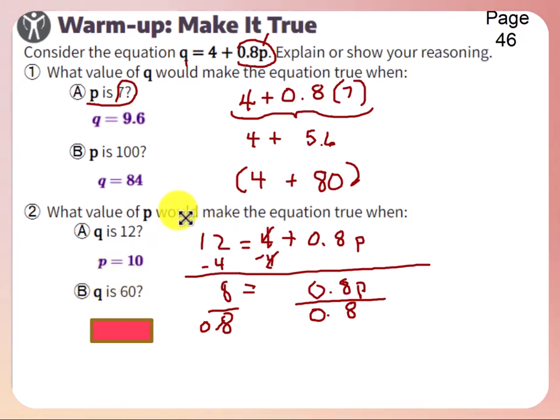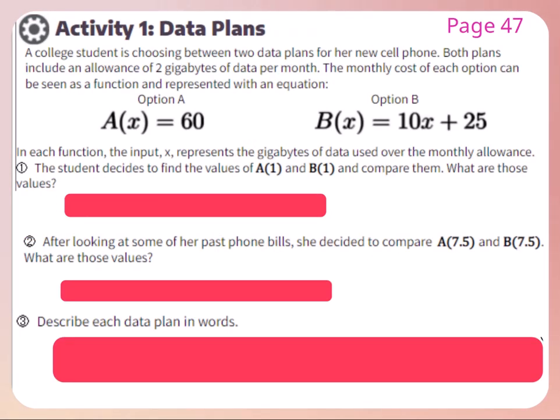All right, so let's go ahead and continue with part B. This time, we're going to replace the Q with 60. So 60 is equal to 4 plus 0.8p. You're going to follow the same steps, show your work. You should have gotten P is equal to 70. Make sure that you are practicing, asking questions, coming to me if you see any mistakes, because we will be building on each of these skills.